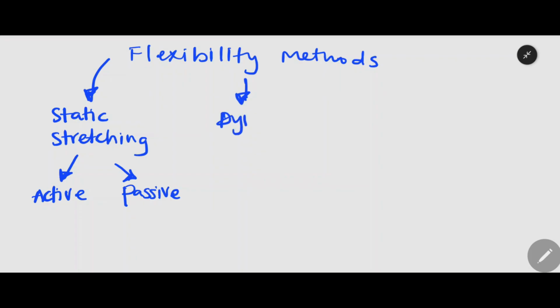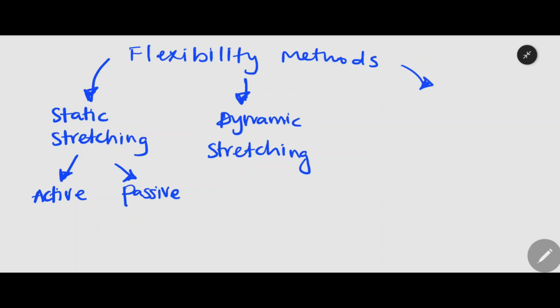Next, we have dynamic stretching. And this is where we have controlled movement through the range of motion. So these are exercises like lunge walks, opening and closing the gates for anyone who plays football, shoulder circles, leg swings, those types of things where you're actually moving while stretching at the same time.